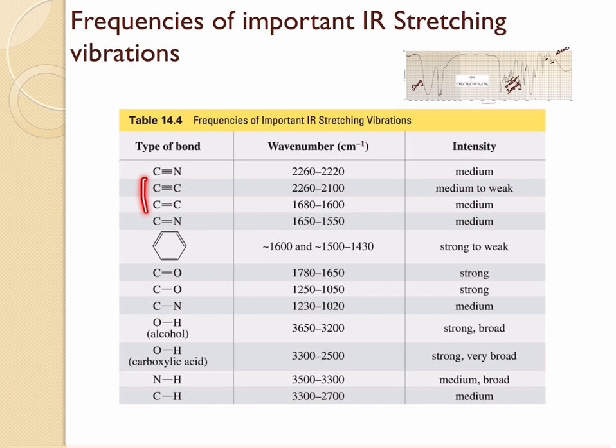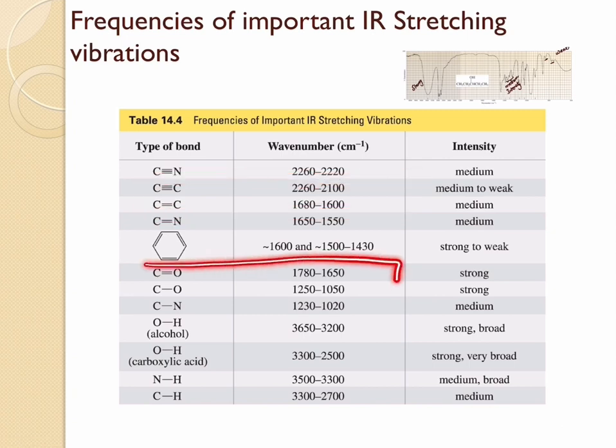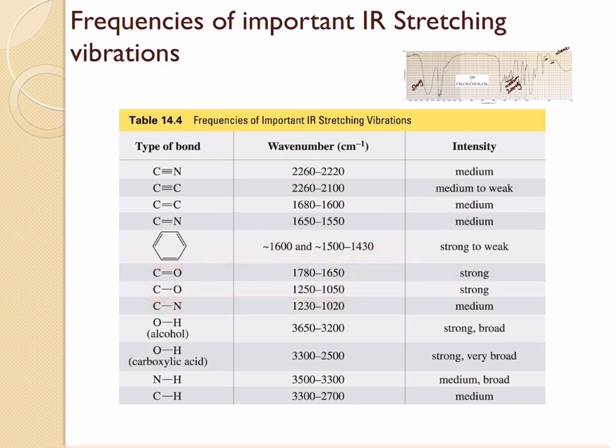And similarly, when you take a look into the carbon-carbon triple bond and the carbon-carbon double bond, you can see that the carbon-carbon double bond is at a lower frequency, while the carbon-carbon triple bond is at a higher frequency. And the same thing goes for even the carbon-oxygen double bond and single bonds. So the carbon-oxygen double bond is at a higher frequency, whereas the single bond is at a lower frequency. So greater the bond order, greater will be the stretching frequency.